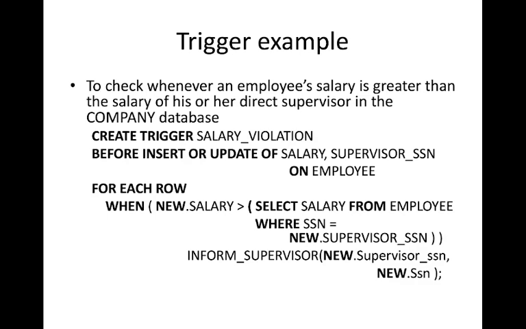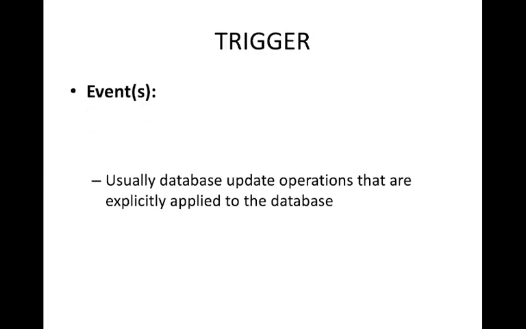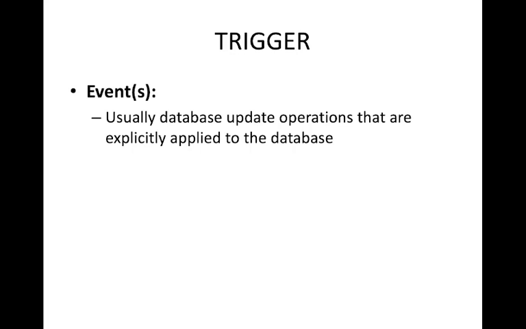In this trigger we have event, condition and action. We call it ECA: event, condition and action. What events occur, what is the condition for that, and what is the action that is to be taken. We will see that in detail, then you will understand. Events are usually database update operations that are explicitly applied to the database. In the example, when we insert a new employee record, or when we change the employee salary, or when we change an employee's supervisor, this event can occur. That salary violation can occur.